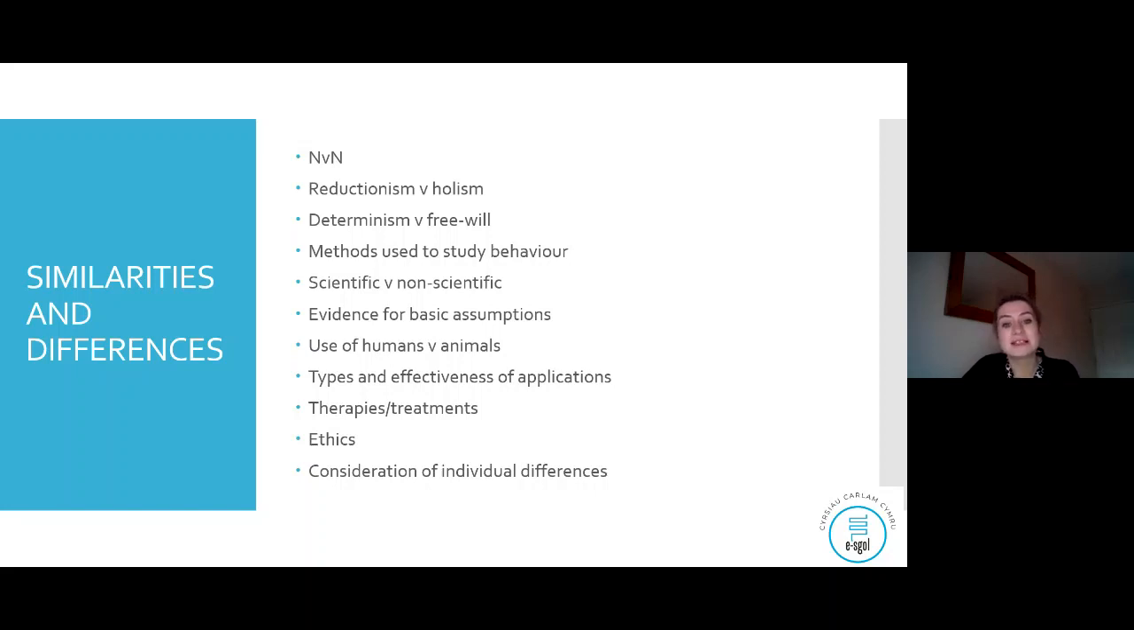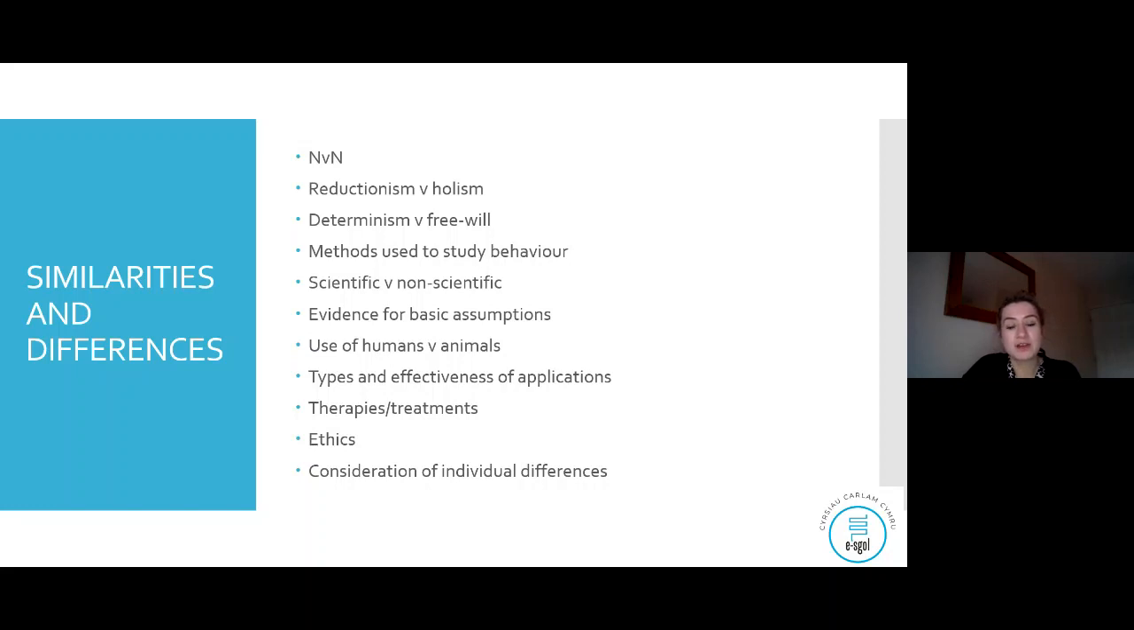The next one is whether it's scientific or not. Has it got a controlled variable? Has it used empirical evidence to back up the theory? Is there use of a PET scan? Are the methods that they use objective or are they more subjective? Are they open to interpretation, maybe from a therapist? Evidence for basic assumptions. What's the evidence? Okay, what's the evidence suggesting?